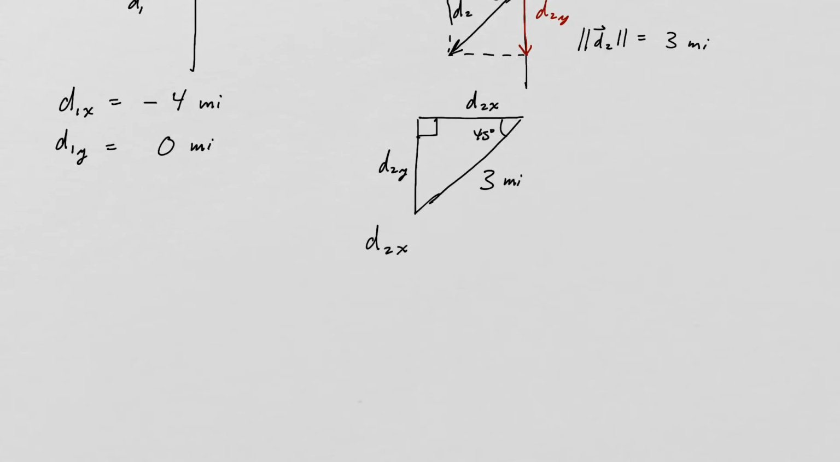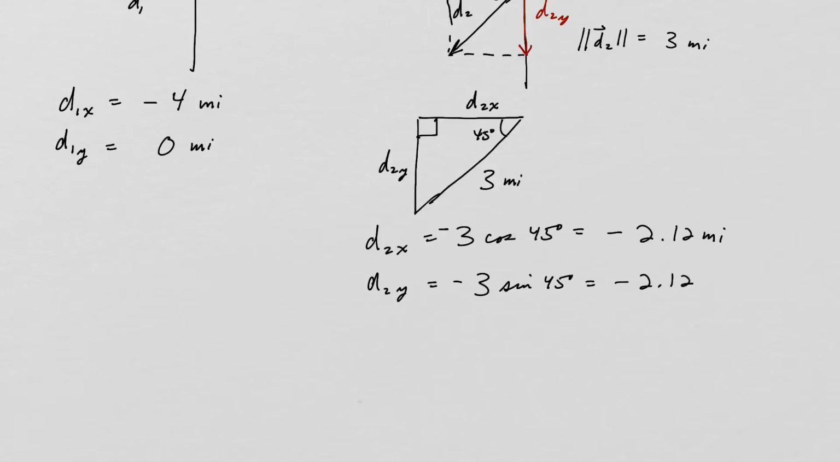So D2x is going to be 3 times cosine of 45. But it's going to be negative, because it's in the negative x direction. So this is going to be negative 2.12 miles. And then D2y is also going to be negative because it's going down, and it involves the sine of 45. In this case, it happens to be the same. So this is negative 2.12 miles.